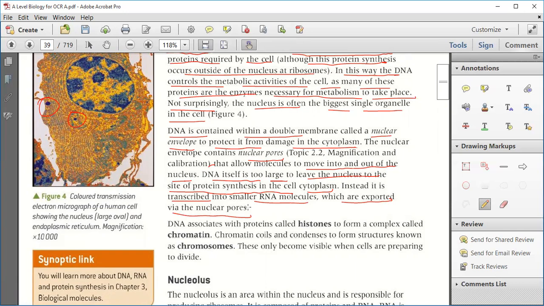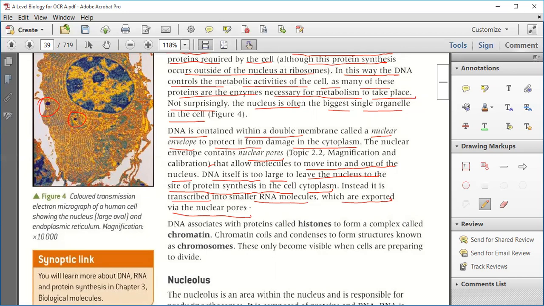Is this point clear or not? Because of the bigger size of the DNA, it will be difficult for it to leave the nucleus for the site of protein synthesis. So what they do instead is, it is transcribed into smaller RNA molecules, which are exported via the nuclear pores.